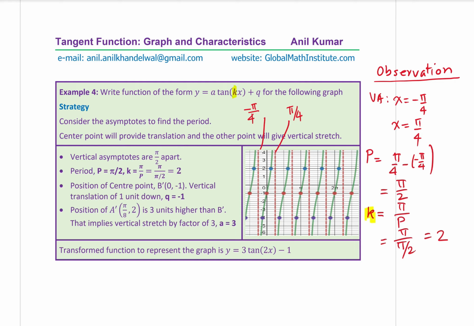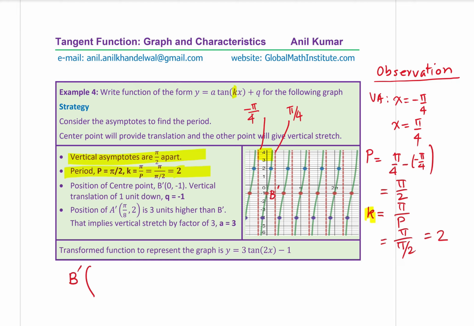Now, here's the calculation shown to you. Vertical asymptotes are pi by 2 apart, and therefore the period is pi by 2. So that is the distance which we are talking about. This is pi by 2 apart. And since the period is pi by 2, k will be equal to 2, pi divided by the period. Now, let's look into the transformed points. The point at the center, we had been calling this B dash, correct? So point B dash. It is at minus 1. Let's write down the coordinates for point B dash.